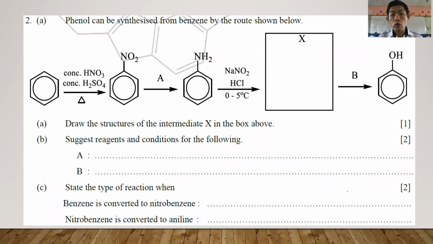A, draw the structure of the intermediate X in the box above, 1 mark, and suggest the reagent and condition for A and B. So for the structure of X, this is actually a benzene diazonium chloride ion.